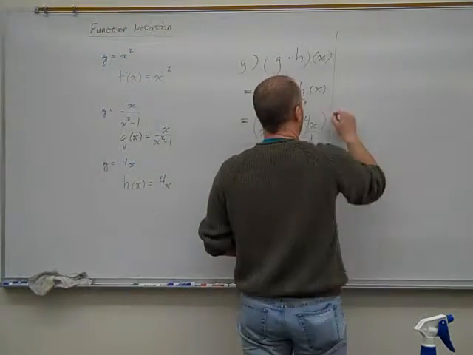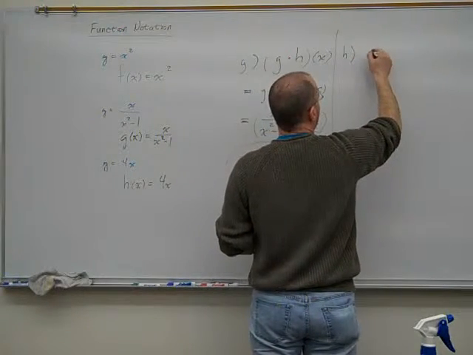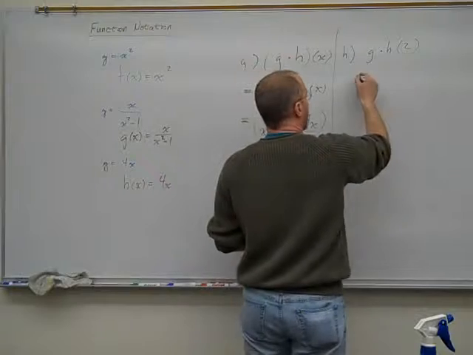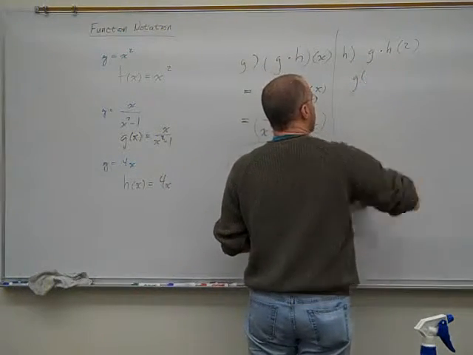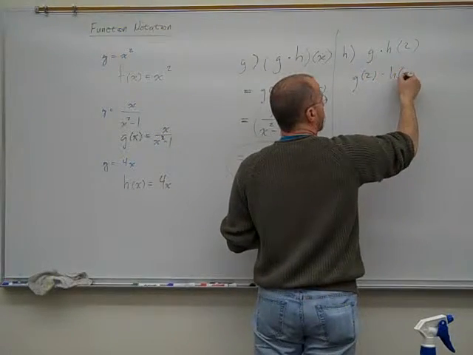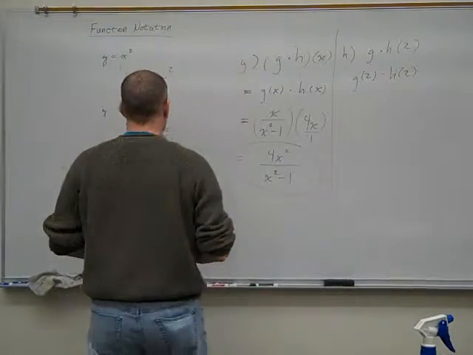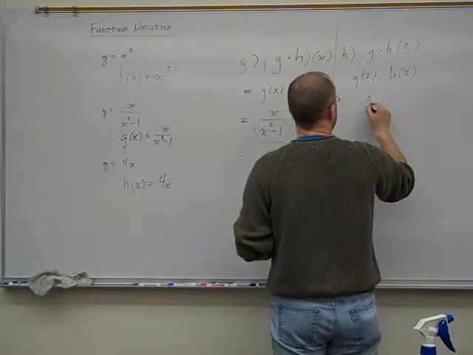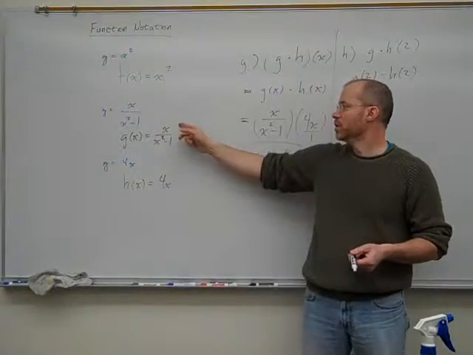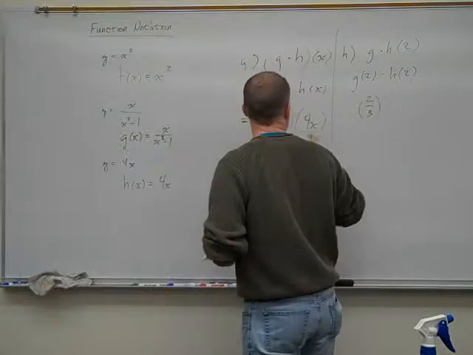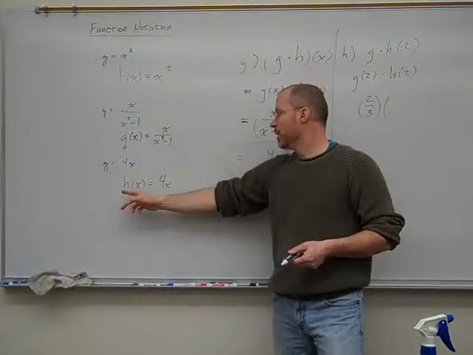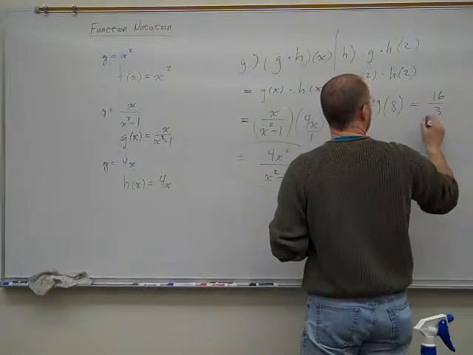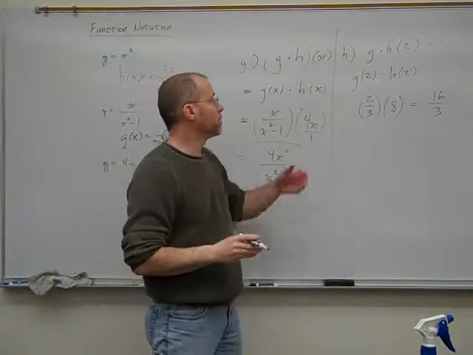And notice that that means that if you wanted to find g times h of 2, you could just find g of 2 and multiply the result times h of 2. So if I input 2 in here, I get 2 over 3. Two divided by the square of 2 minus 1 is 2/3. And h of 2 would be, 4 times 2 would be 8. So I would get 16/3 as g times h of 2.